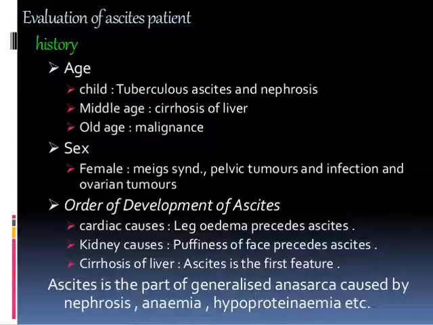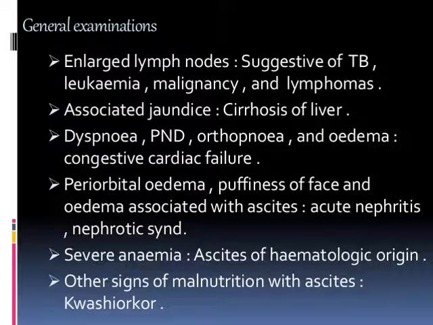The order of development of ascites: which develops first? In cardiac ascites, leg edema precedes ascites. In renal causes of ascites, puffiness of the face precedes ascites. In hepatic ascites, ascites is the first feature. Ascites can also be part of generalized anasarca caused by nephrosis, anemia, and hypoproteinemia.